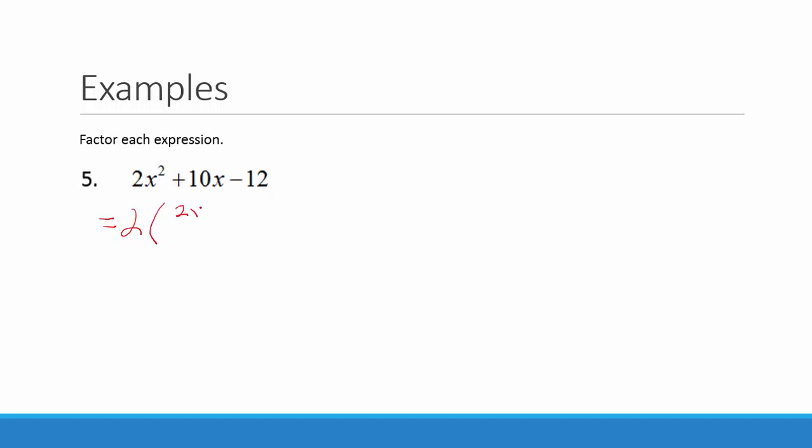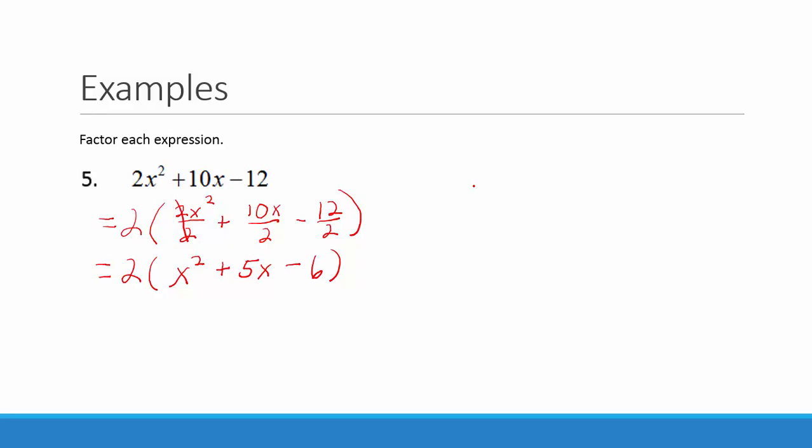And then we'll simplify what's in parentheses by dividing each term by 2. Next, we're going to simplify. 2 divided by 2 is 1, so we're just left with x squared. 10 divided by 2 is 5, so we get 5x. And 12 divided by 2 is 6.